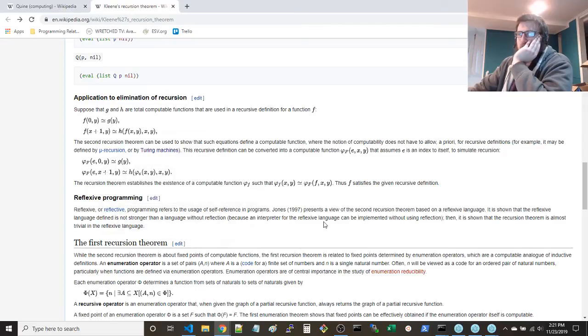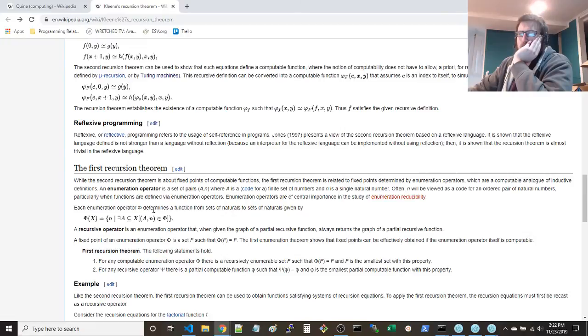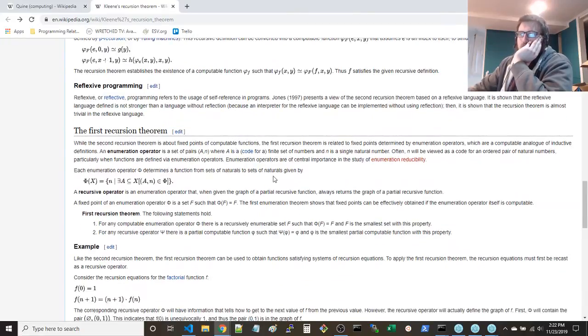Reflective programming, self-reference in programs. First recursion theorem. Oh man.